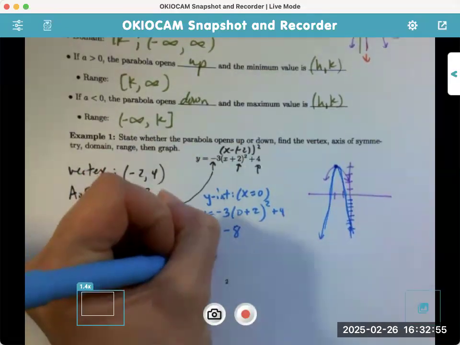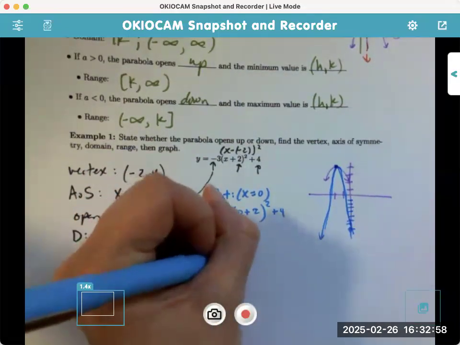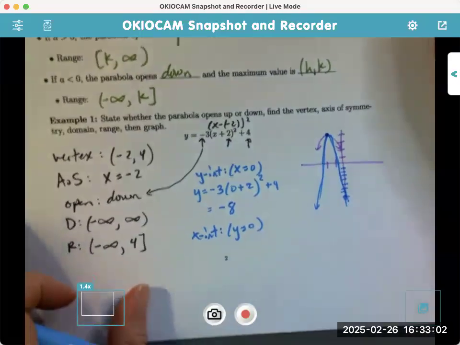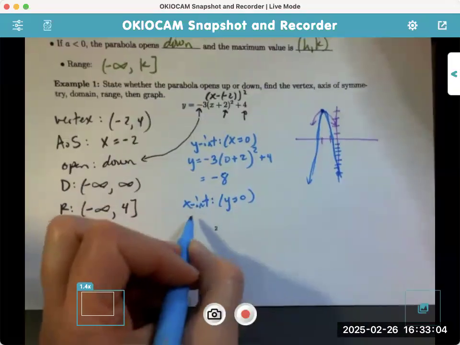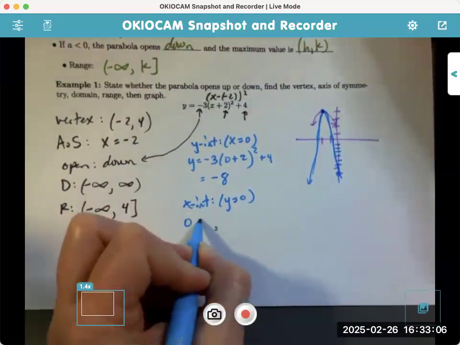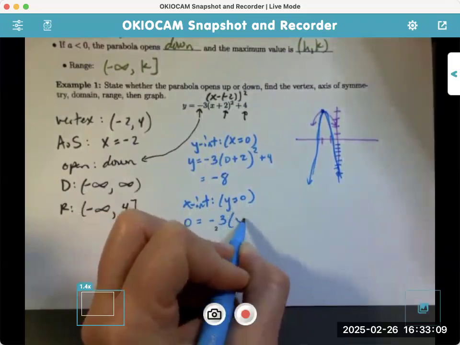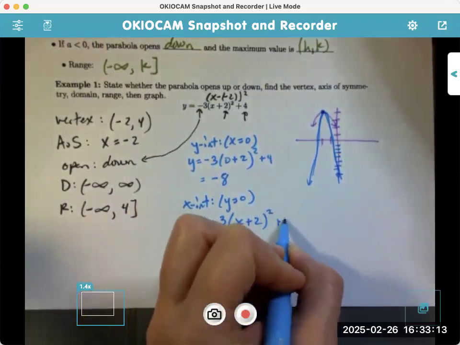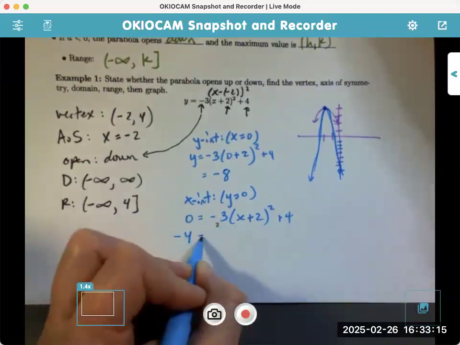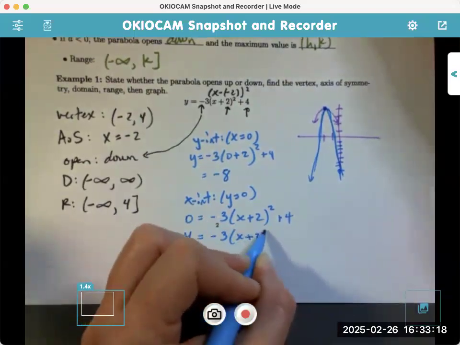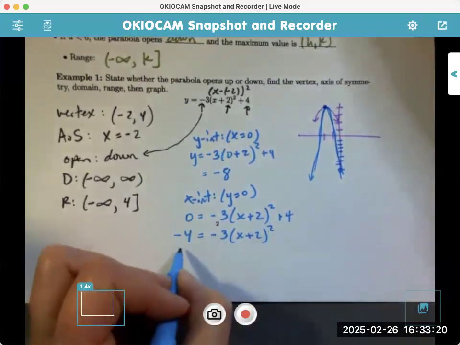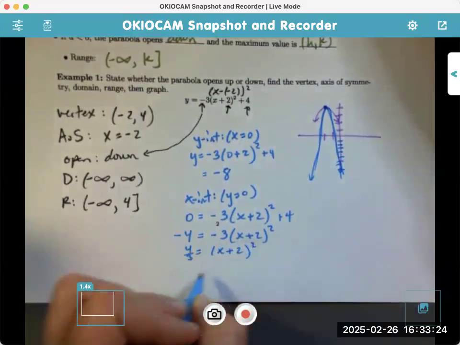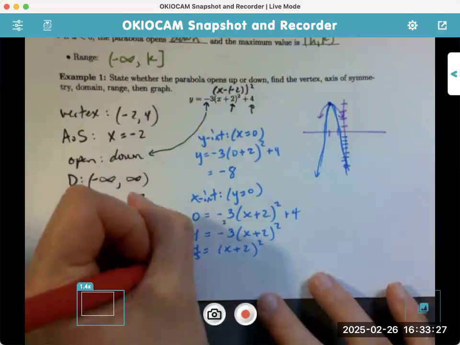If I ask for the x-intercept, which I totally could, then we just make the y 0 and you solve. This is just using the square root method. So 0 equals -3 times x plus 2 squared plus 4. So subtract the 4. Divide by -3. So that's 4/3 equals x plus 2 squared. Now we square root.